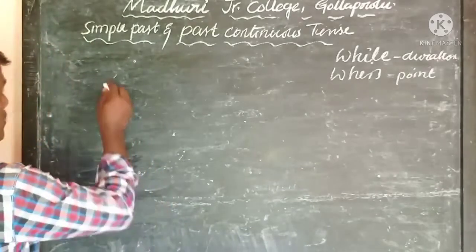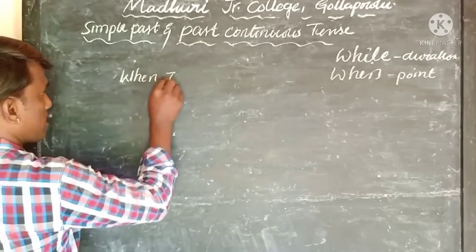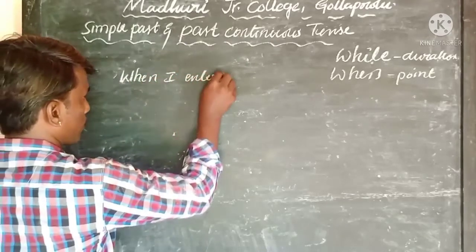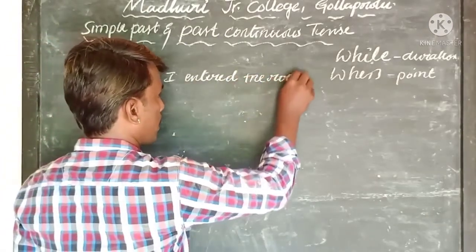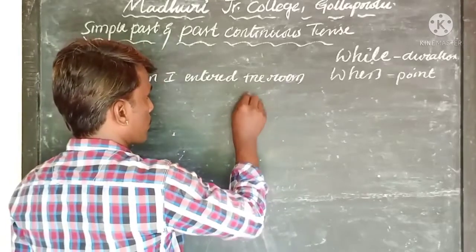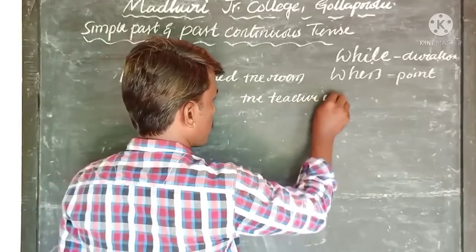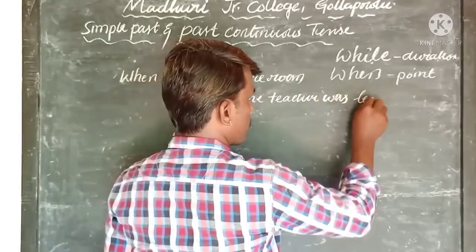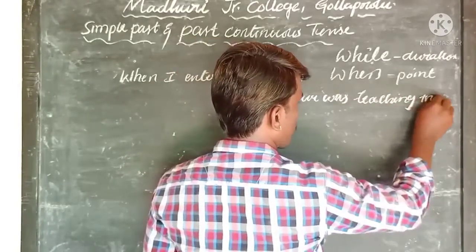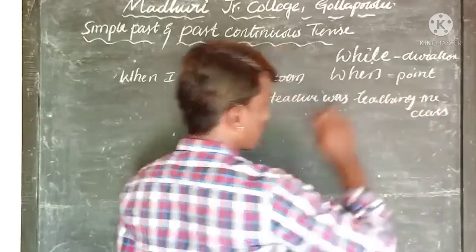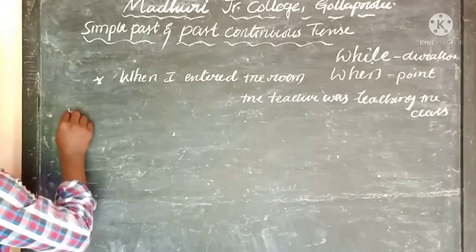For example, when I entered the room, the teacher was teaching the class. The teacher was teaching the class, right? This is the first example, and let me write you another example.